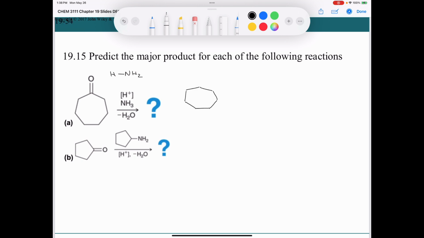So let me try to draw my best 7-membered ring. So we have our double bond to our nitrogen, and our R group in this case is going to be a hydrogen. So there's our imine that we form. The next one, we also have a primary amine here. We have cyclopentanone. And so same thing here, we're going to form an imine.